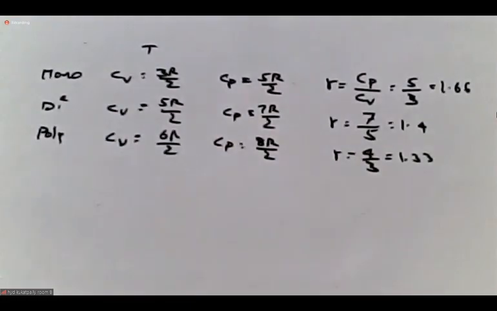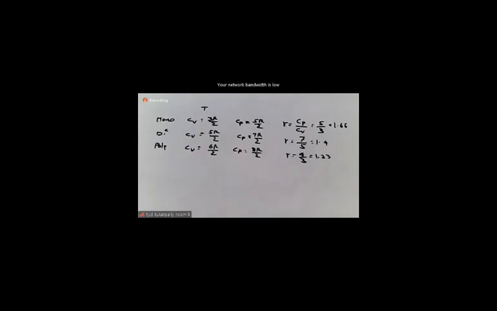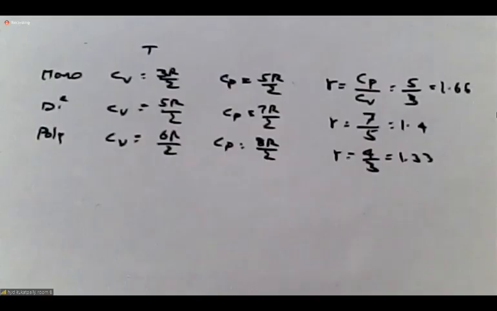Gamma has only three values: 1.66, 1.4, 1.33. That's all. Only three values for gamma, depending upon mono, di, poly. Is this clear?